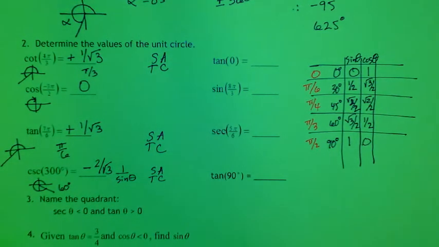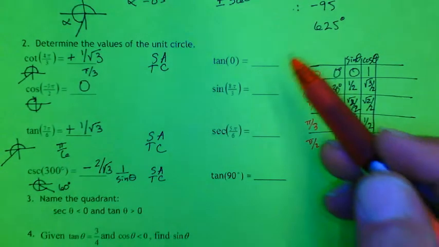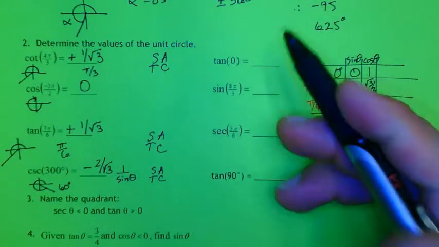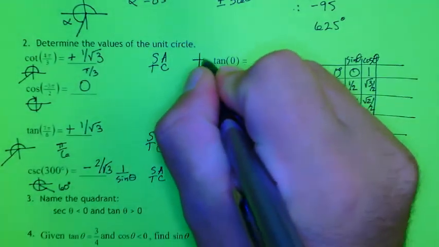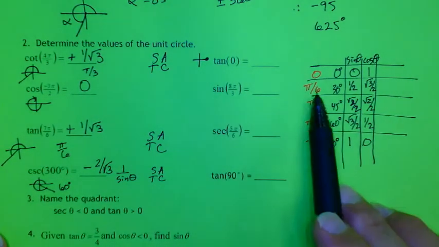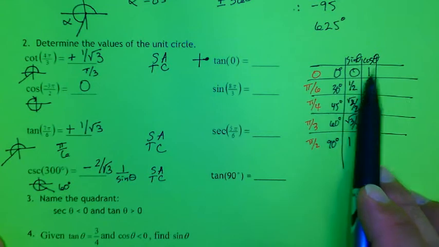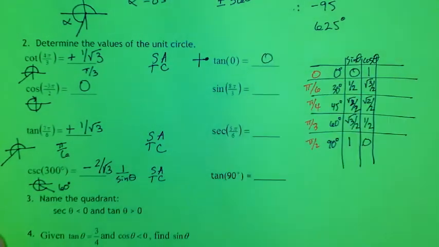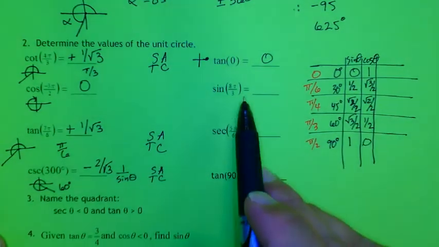Okay, continuing with our work with the unit circle. Right, tangent of 0 degrees. Where is 0 degrees? We haven't even moved. X-axis. Sine over cosine. 0.